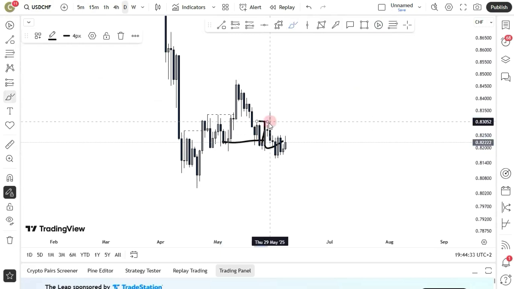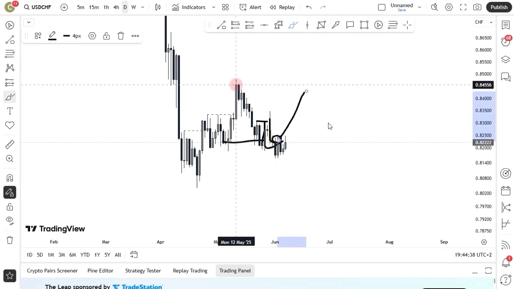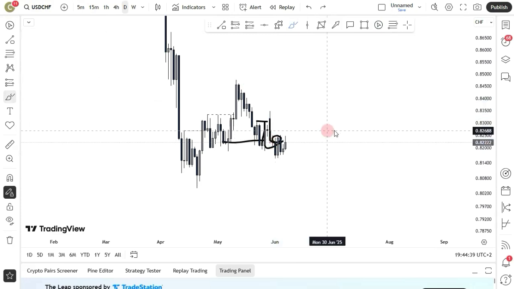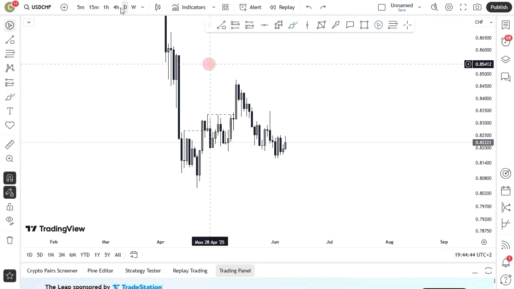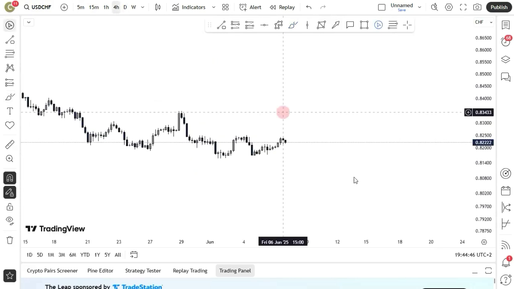We want to see price coming into areas of demand on the lower time frame, and we hold it up until this area here, possibly even higher into discounted weekly regions, right? So let's take a look at the 4-hour time frame to see a much clearer picture.